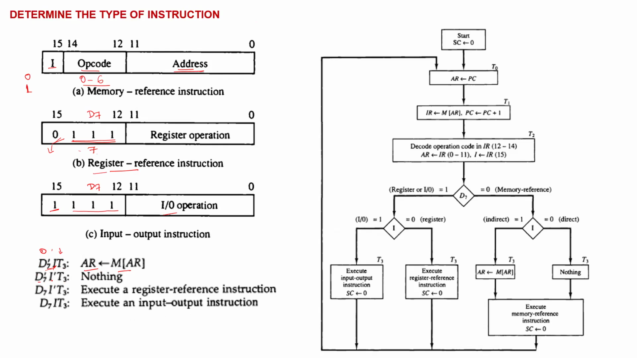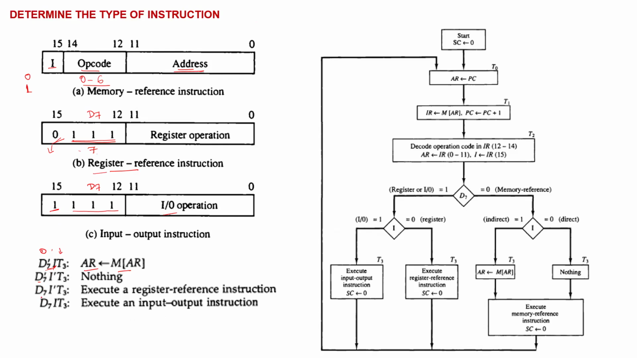If you have D7 dash, it means it is not 1, that is 0. I dash means this is the direct addressing mode. Again here we have the complement, and T3, so the T3 timing cycle is there. During this, nothing is going to happen since D7 is not 1. And what extra do we have here? I dash. So this is the way we are going to control the operation.